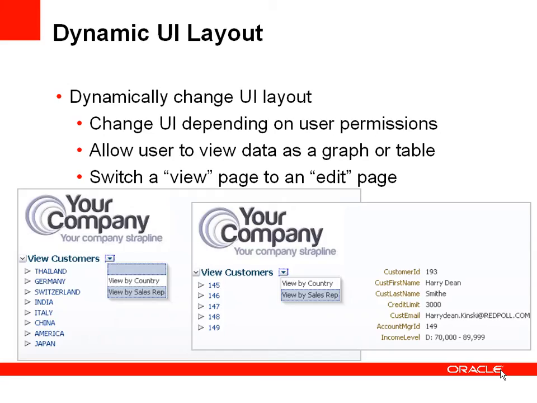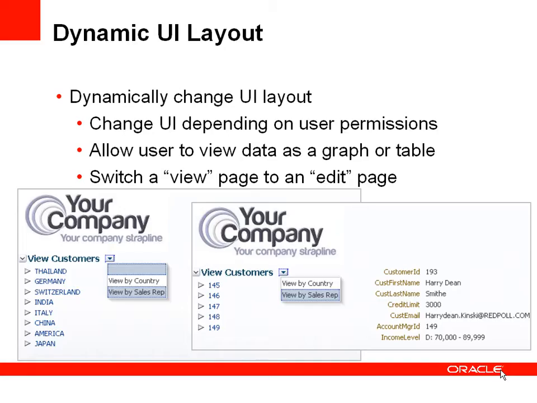Now, a common use case in your application might be that your UI pages show different content depending on different factors. For example, depending on the permissions of the logged on user, you might show different information on that page. If a user is viewing a particular area of the page, that area might display a graph, or depending on some other factor, it could display another UI component like a table. Or you might have a page which is initially in view mode, where you cannot change the data, but then you select something and the whole page flips or switches into an edit page mode.